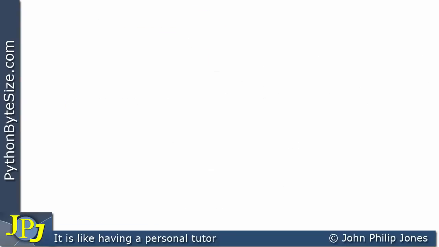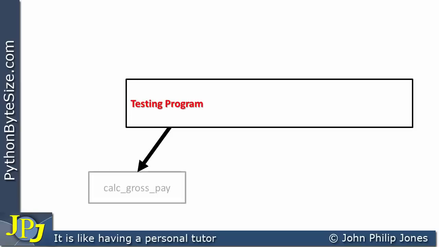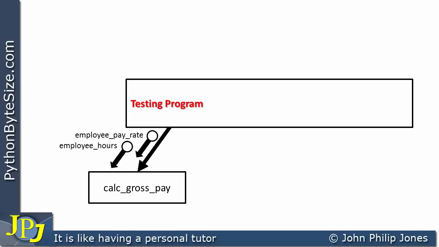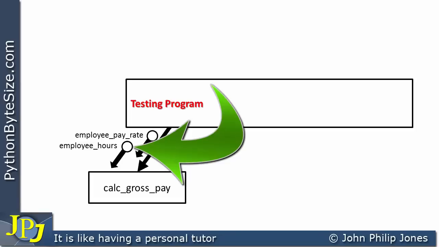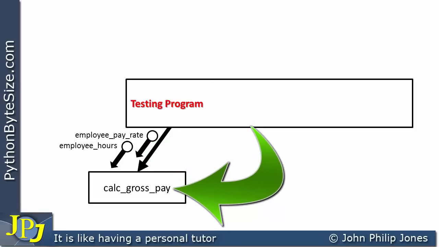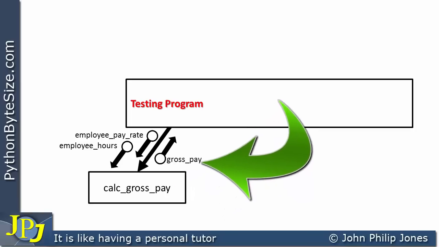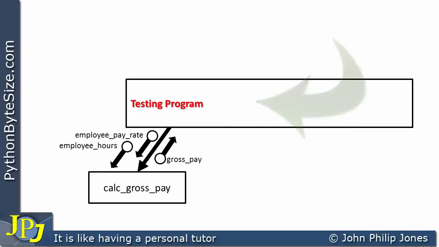Now if we consider a testing program, where this testing program is going to actually test the function calculate gross pay, then what we're going to have to do is to get our testing program to send the employee pay rate and the employee hours to the calculate gross pay function. And just note that I've given these different names here. It'll become obvious why I've done that in a moment. And of course, the calculate gross pay is going to calculate the gross pay and return that to the testing program.